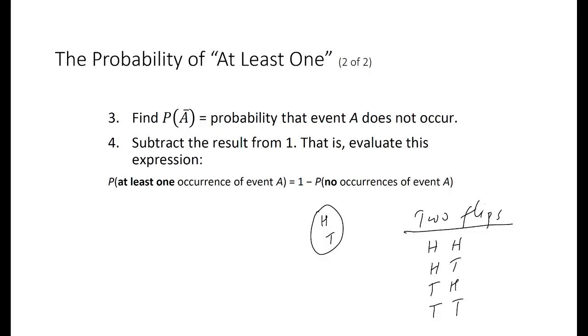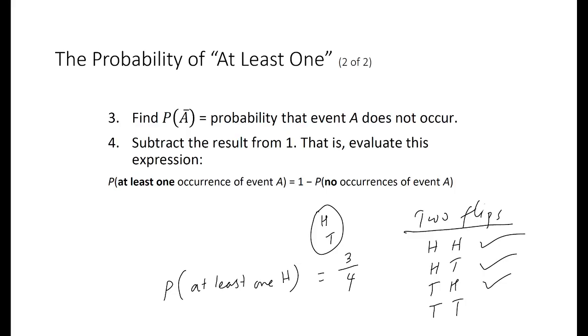Now if we want to find the probability of at least one head, it can be found just by looking at the sample space. It has one head, one head, one head, so we already know the answer. The probability of finding at least one head is 3 out of 4.